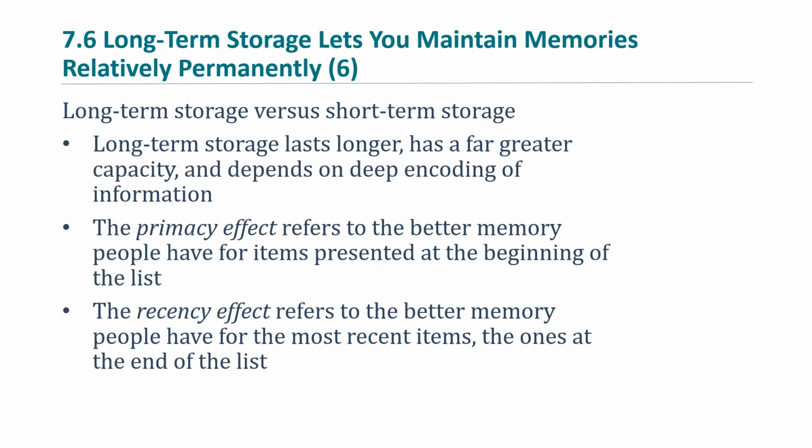Long-term versus short-term storage. Long-term storage lasts longer than short-term, has a far greater capacity, that is, it can hold more, and it depends on deep encoding of information. When people are presented with a large number of items and told to remember them, and the items are presented one at a time, so there's a long list, and you hear or read one item at a time, and then you get tested for your memory, we can predict which items are remembered best. There are two effects. The primacy effect refers to the better memory people have for items presented at the beginning of the list, and the recency effect refers to the better memory people have for the most recent items, the ones at the end of the list.